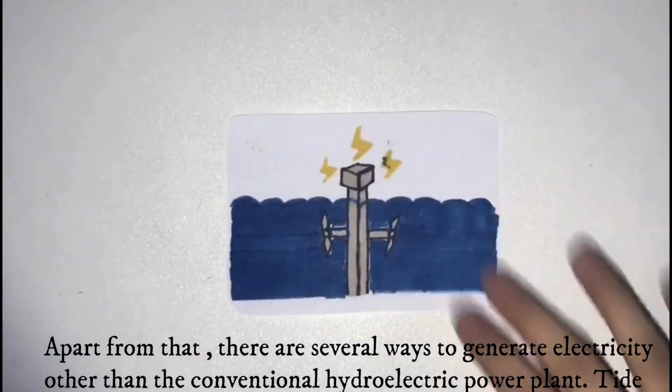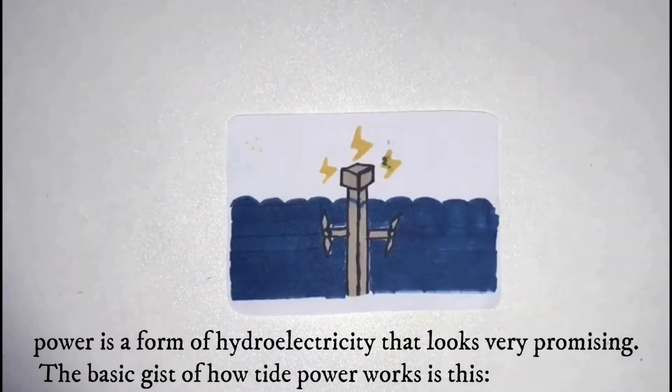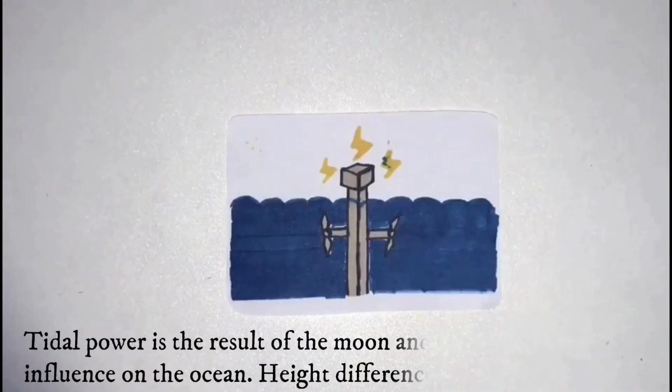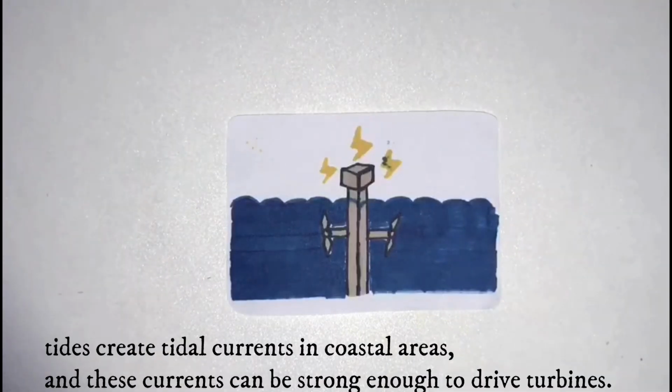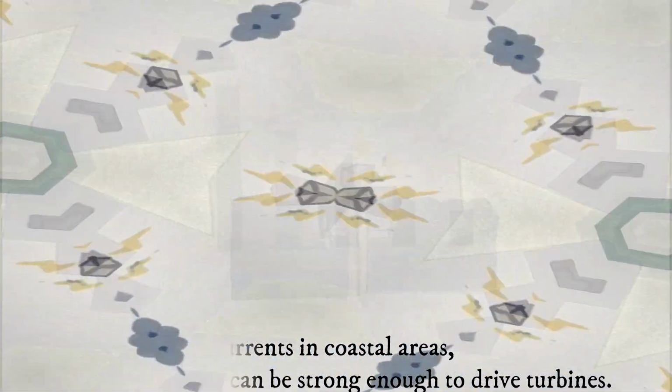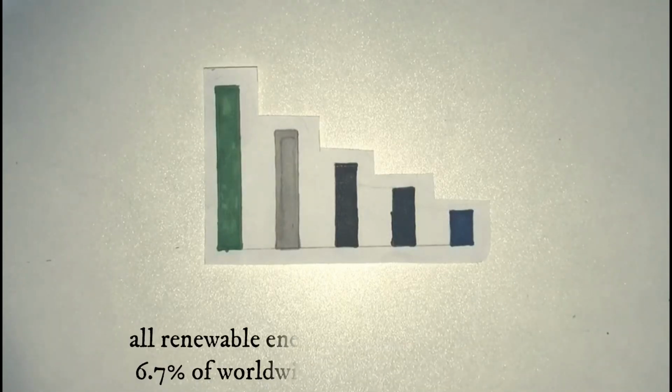Apart from that, there are several ways to generate electricity other than the conventional hydroelectric power plant. Tidal power is a form of hydroelectricity that looks very promising. The basic gist of how tidal power works is this. Tidal power is a result of the moon and the sun's gravitational influence on the ocean. Height differences between high and low tides create tidal currents in the coastal area, and this current can be strong enough to drive turbines.